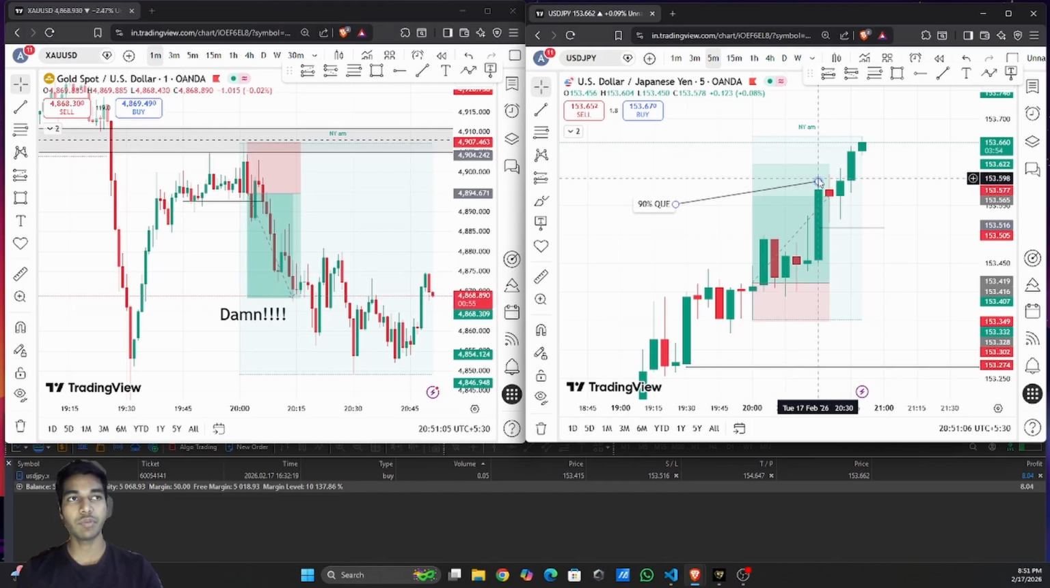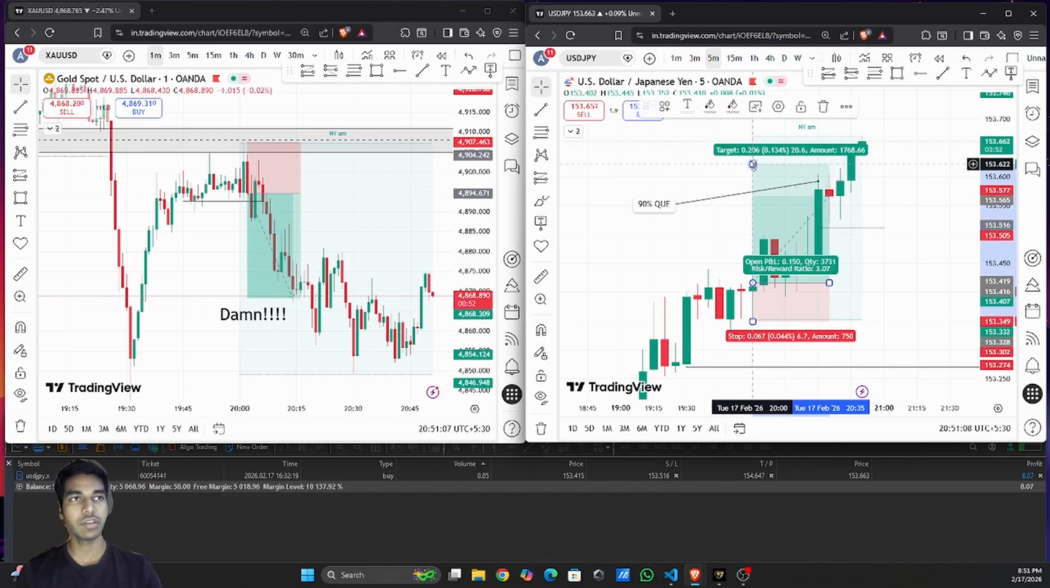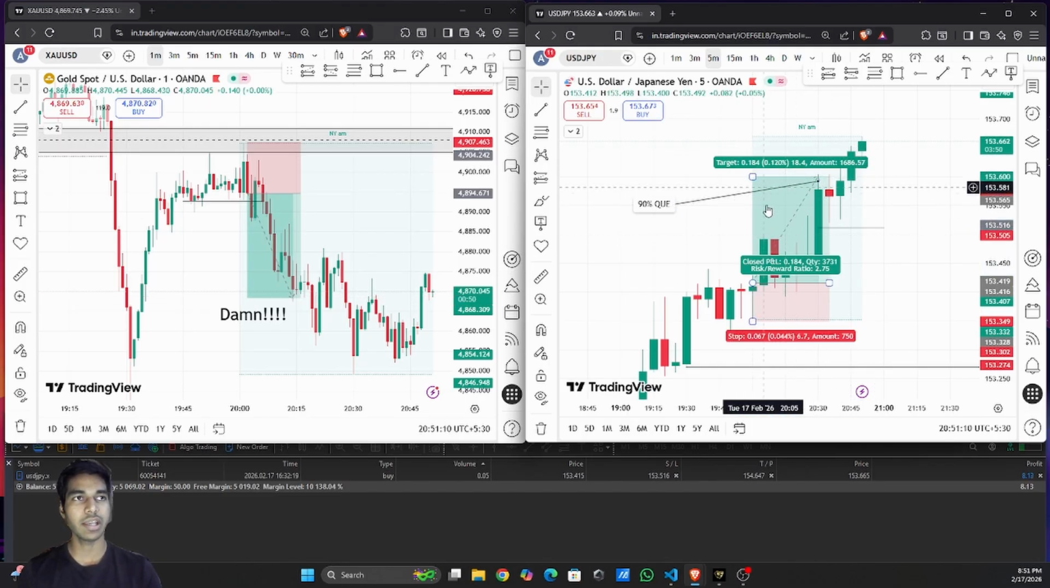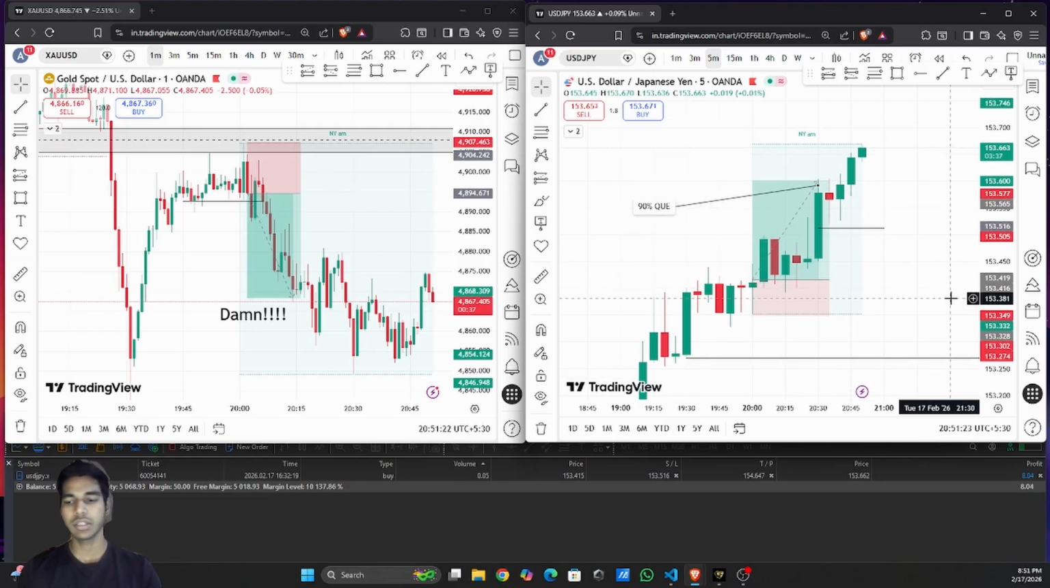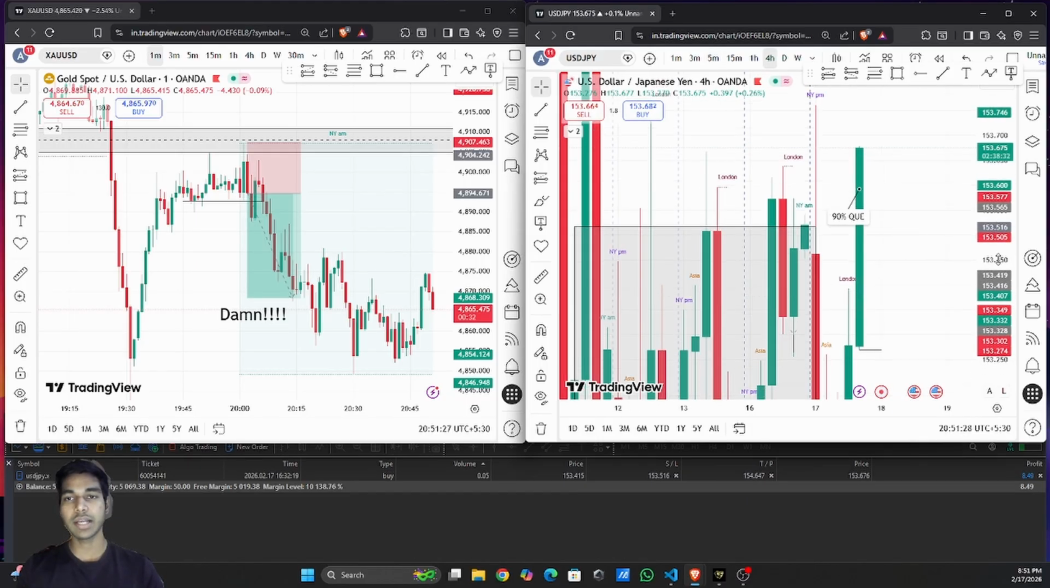So I booked 90% somewhere around here. It was 1 is to 3 somewhere around here, and because I exited manually, I booked $53 something over here, and now I'm trailing my 0.05% quantity over here. It won't make much of a difference because it's a very small quantity, but it's not about the money, it's about the practice.